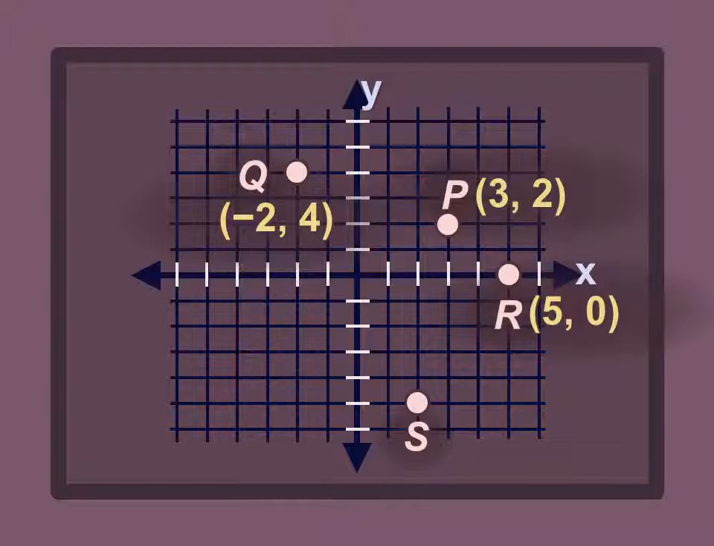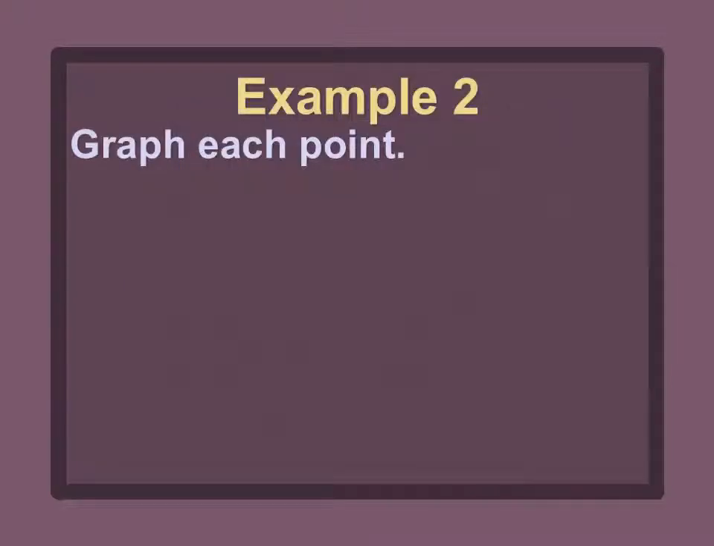All right, let's look at S. S is 1, 2 away horizontally, so our x-coordinate will be 2. And then vertically, it's 1, 2, 3, 4, 5 away, but it's going down, so it's going to be -5. So our y-coordinate will be -5. So we would write the ordered pair 2, -5.